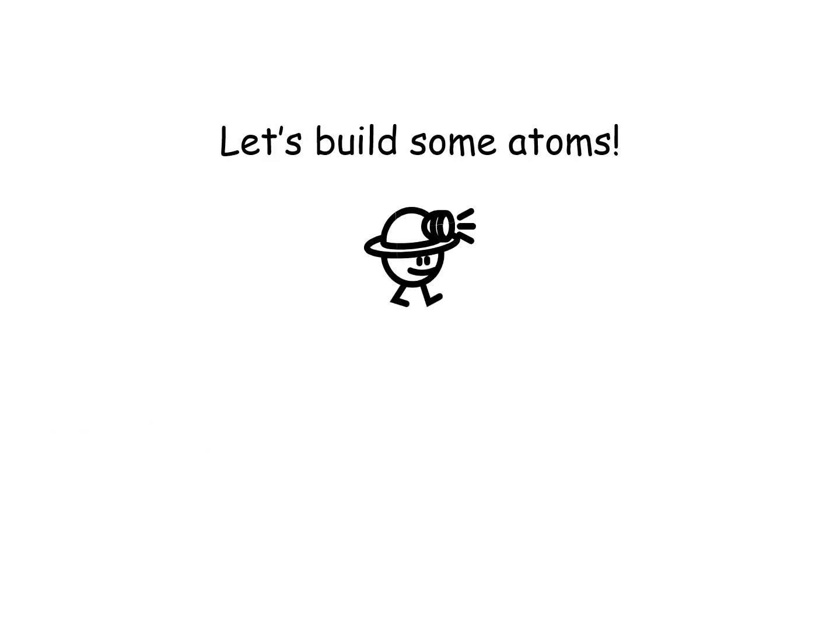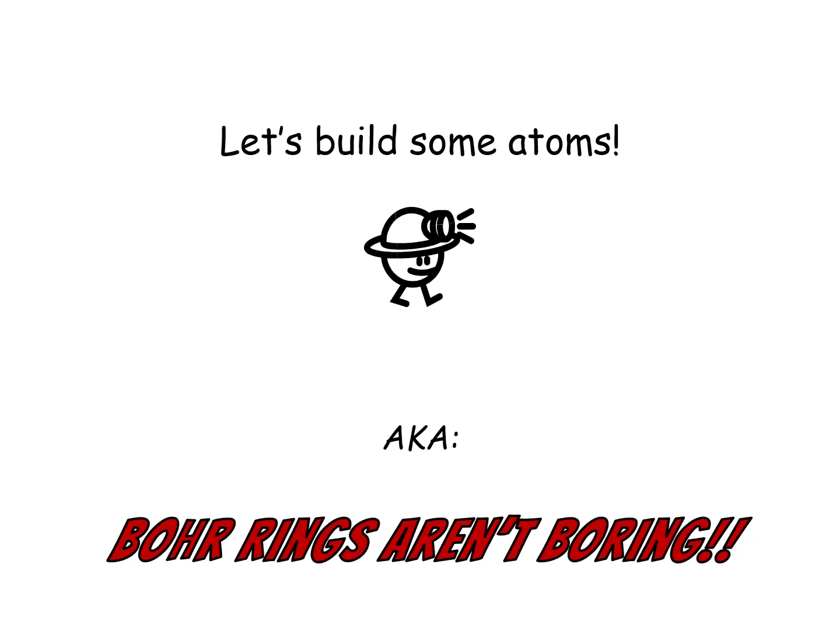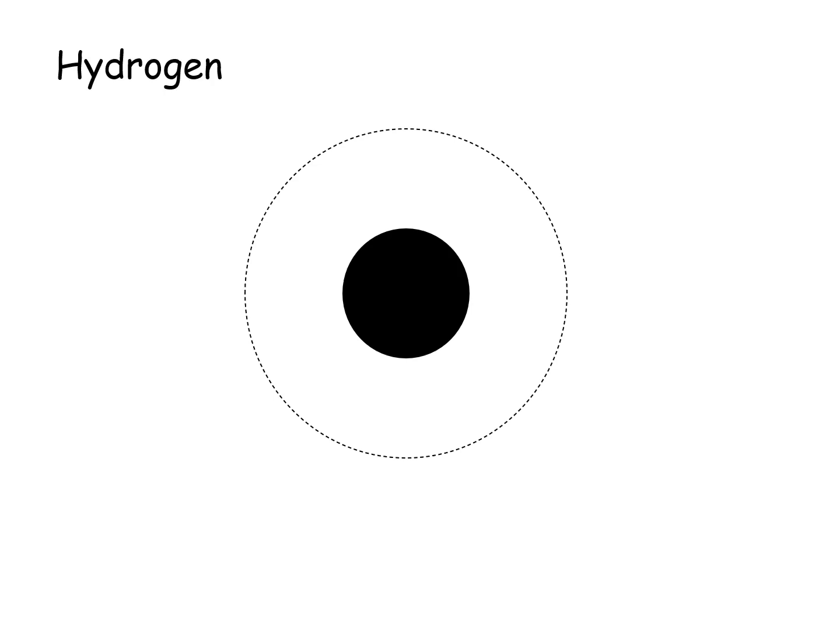All right, so now let's look at how we place the electrons around there. I call this bit Bohrs aren't boring. All right, so here's hydrogen, and the dark circle in the middle is going to represent the nucleus, and then this dashed line is going to represent an energy level.